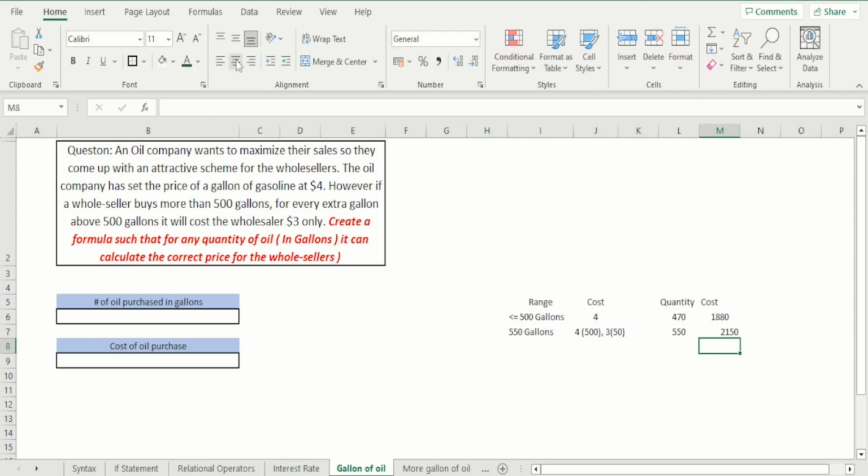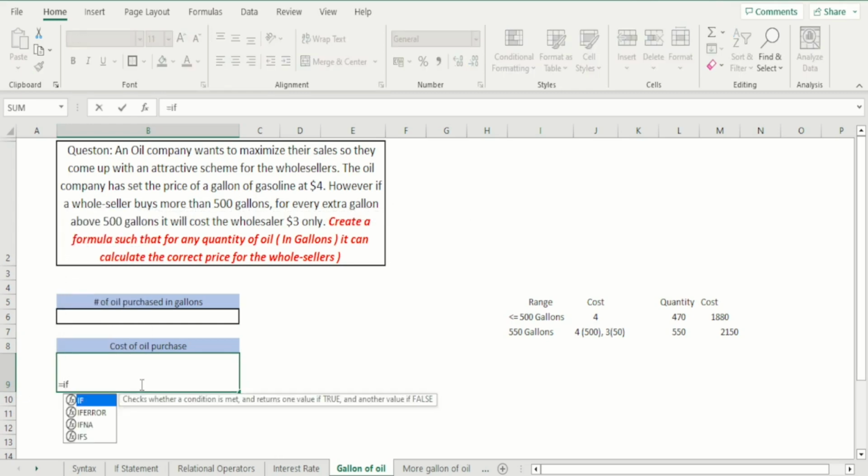So now that we understand that for different quantities, the formula is simply multiplying the quantity by 4 to get the cost. Here it's not that simple. First you have to break up the quantity into two parts. First part is the 500 gallons, and the second part is whatever is excess of 500 gallons, and then multiplied by 3. So let's go ahead and try to construct the formula here.